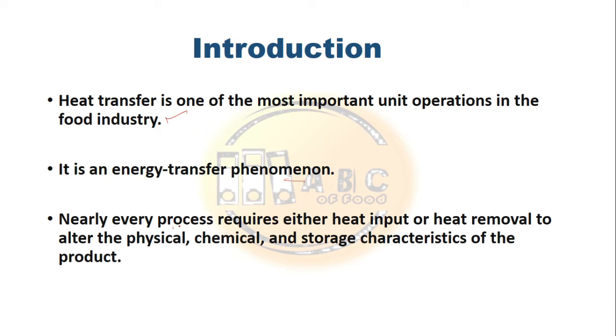Nearly every process requires either heat input or heat removal to alter the physical, chemical, and storage characteristics of the product. For example, in storage of fruits, vegetables, and dairy products, heat is removed to decrease the temperature and to increase the storage life of the product. Whereas in other case, heat is given to change the characteristics of a product. For example, by cooking, which gives texture, color, and flavor to the food.